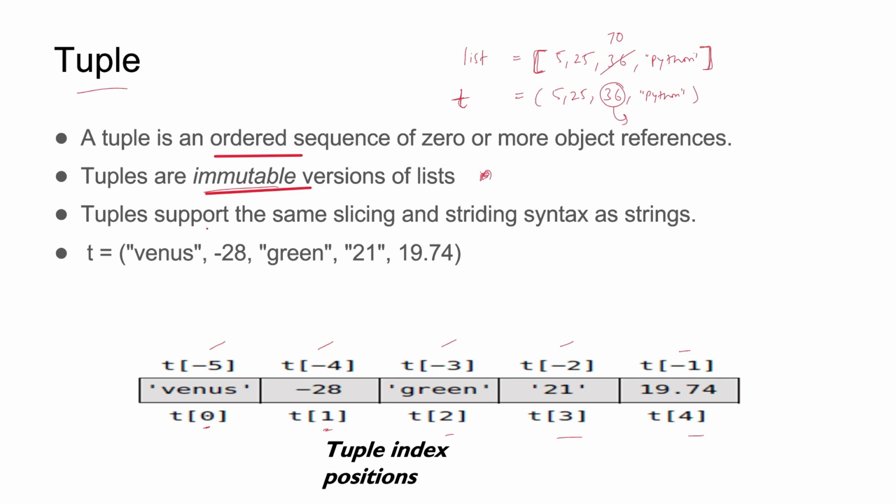Okay, a tuple supports the same slicing and striding syntax like a string, right? So you can define a tuple in parentheses. So there is a difference. A list is defined in square brackets, a tuple is defined in parentheses, and a dictionary is defined in curly brackets, and also a set. We will see these both tomorrow. Right now we are focusing on tuple. So tuple is immutable. You can't change the values, right?